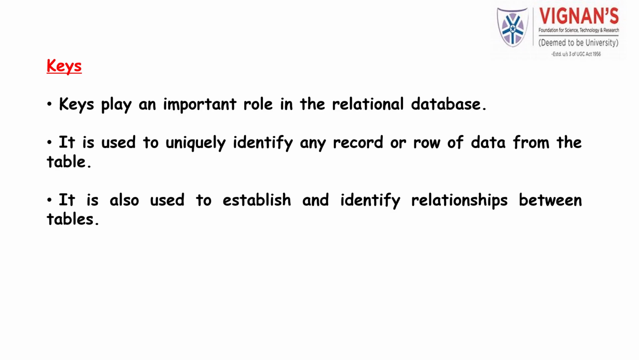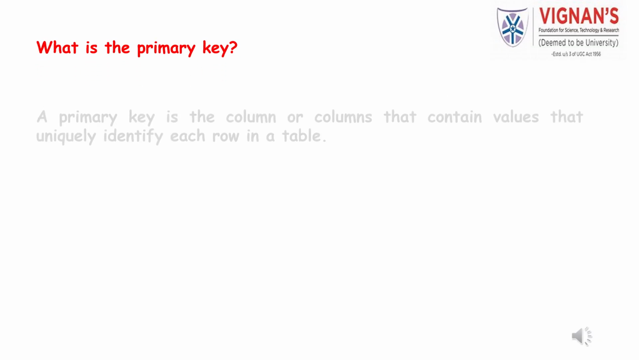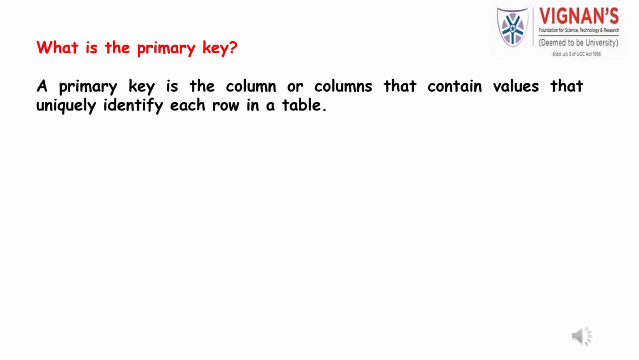There are different types of keys such as candidate key, super key, composite key, and unique key. Each type has a specific purpose in database design and management. For instance, composite keys use more than one column to identify a record, while unique keys ensure that values in a column remain unique.